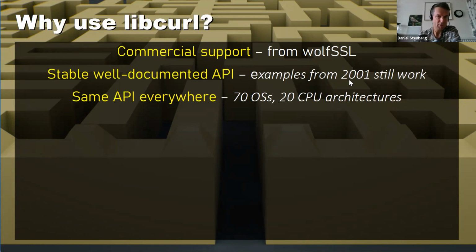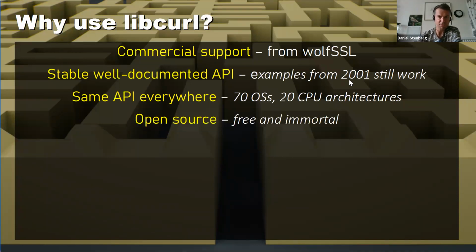And a very powerful thing is that it's the same API everywhere. So wherever you go, you can use libcurl for your transfers, even when you go from operating system to operating system, or you do an application or a device that uses many operating systems, libcurl still provides the same API for all of them. And it's of course free, and I call it immortal because it's going to live on for as long as anyone wants it to.